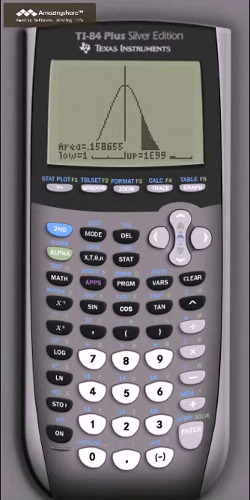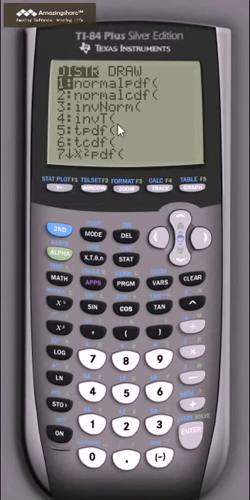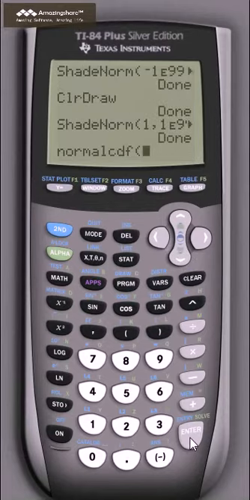Now on to the calculator functions. The function normal CDF is found under distributions. Second function, vars, brings us to distribution, and normal CDF will give us the area. Without the wizard installed, we have to enter lower bound, upper bound, mean, and standard deviation.